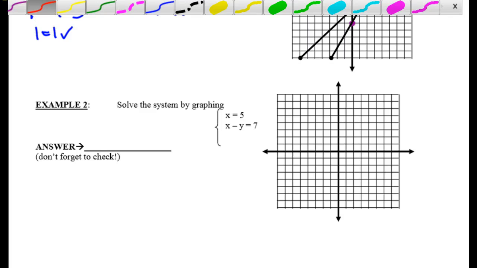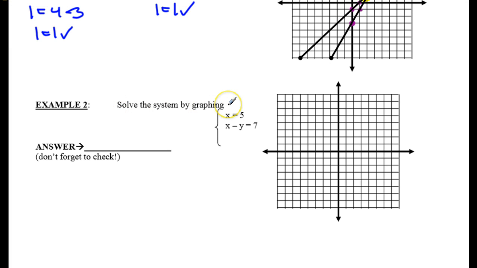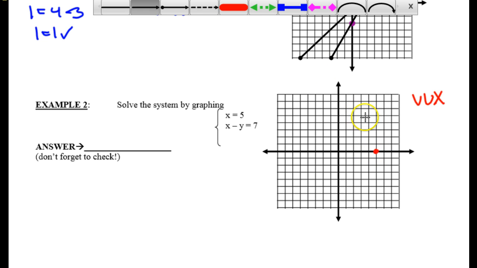Alright, let's take a look at another example. Example 2. We're still going to solve the system by graphing. Now we have, remember this is one of our unusual graphs, x equals 5, and there's only one variable. Remember that's a weird one. And hopefully remember x is in the vux. So this is going to be a vertical line at x equals 5. So on your x-axis go 1, 2, 3, 4, 5. And we're going to make our vertical line here.